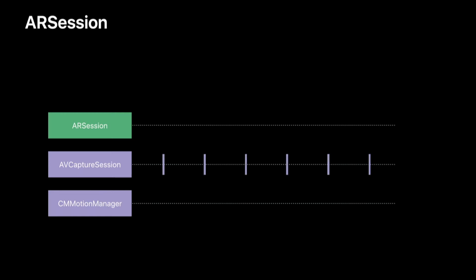We use the images to detect features in the scene, and we use the motion data at a higher rate in order to integrate it over time to get your device's motion. Using these together, we're able to use sensor fusion in order to provide a precise pose. So these are returned in AR frames.